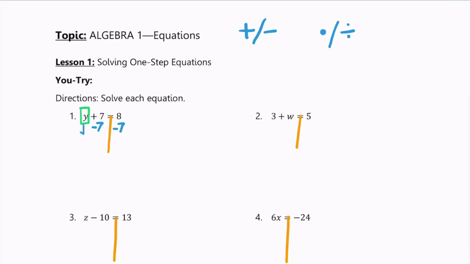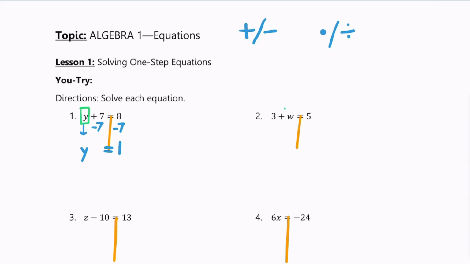And I will draw an arrow down. And so that's going to leave me with y. 7 minus 7 gives me 0, so that isolates the y. 8 minus 7 gives me 1. So it leaves me with y is equal to 1. And we can always check our work by plugging 1 in for y. 1 plus 7 is 8.